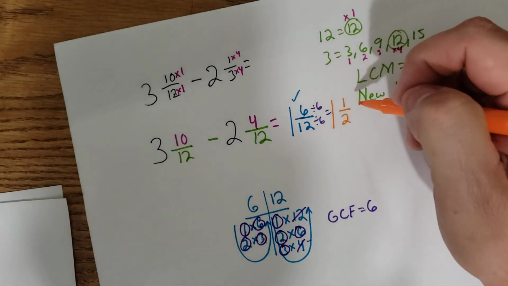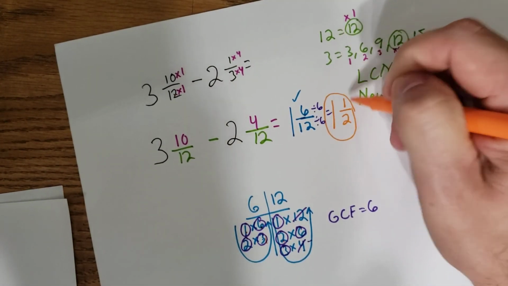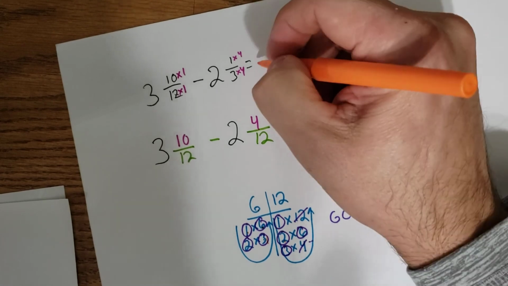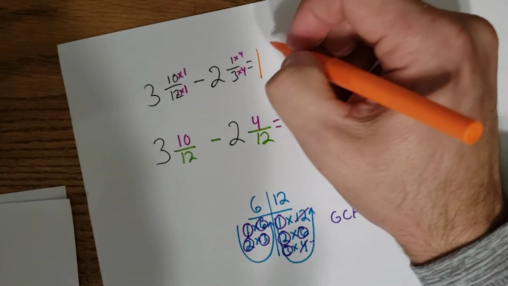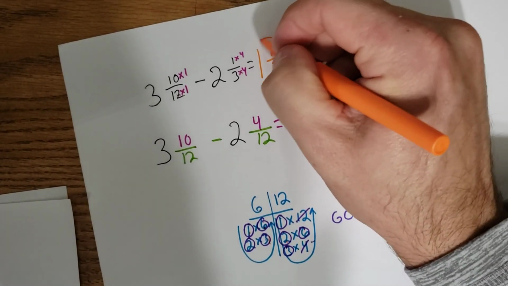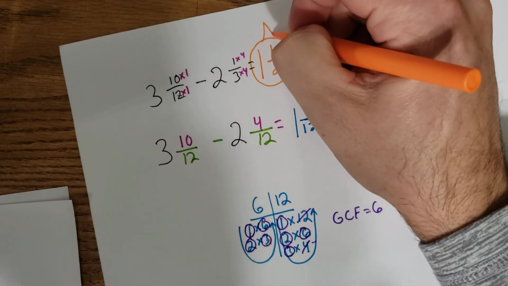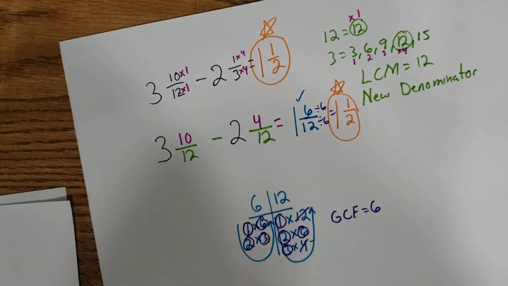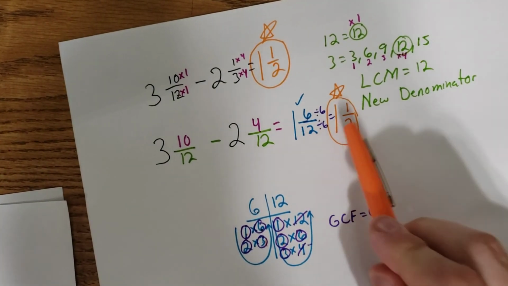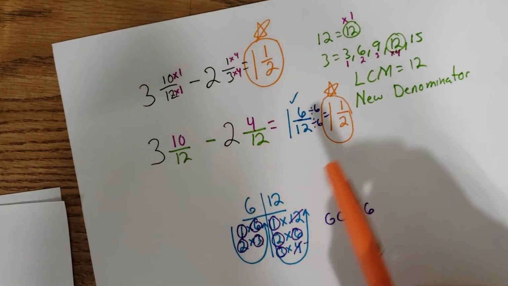Yeah, because 6 is half of 12. So 1 and 6 twelfths is the same thing as 1 and 1/2. And you can write that answer up here next to the original question, giving us our best answer. Don't forget, in blue, we have another correct answer, but this is the best one because it is simplified.